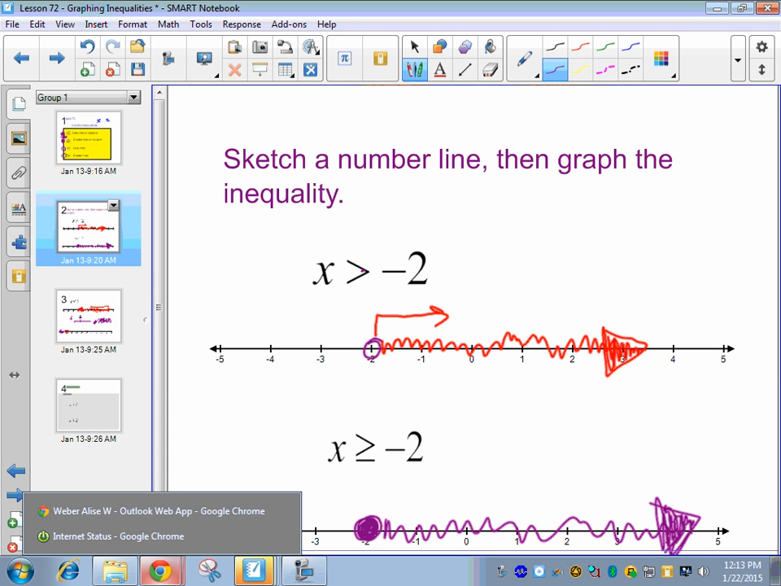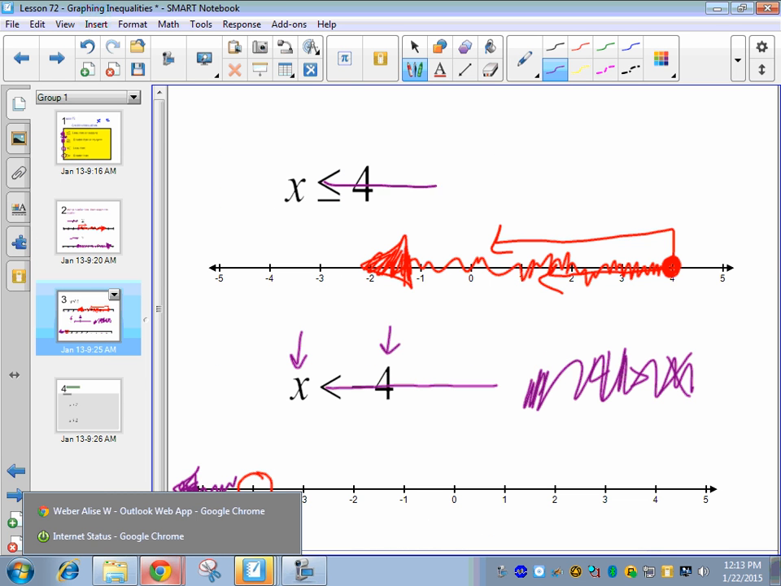Which direction did this one point? That way. Right. Which direction did that one point? Right. That's the way we went. Which direction does this one point? That way. Left. Got it? So it does point that way if the variable's on the left.